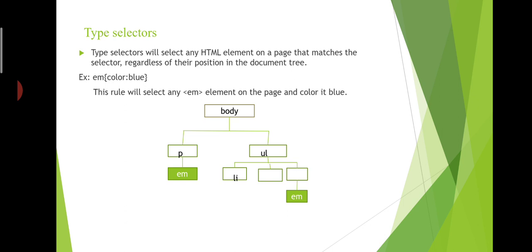Coming to the first one, that is a type selector. I have given one example with a diagrammatic representation. Type selectors will select any HTML element on the page which matches the selector, regardless of its position. Here I have given em color blue. This shows that wherever the em tag is there in the document, the content of the tag will be highlighted with color blue. So this rule will select any em element on the page and color it blue.